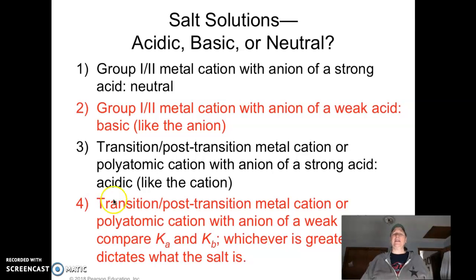But the thing to remember about these most often is the Ka and the Kb. The equilibrium constant for the acid, times the constant for its conjugate base, when you multiply them together, you're going to get 1 times 10 to the negative 14. So you can always figure out one if you know the other.